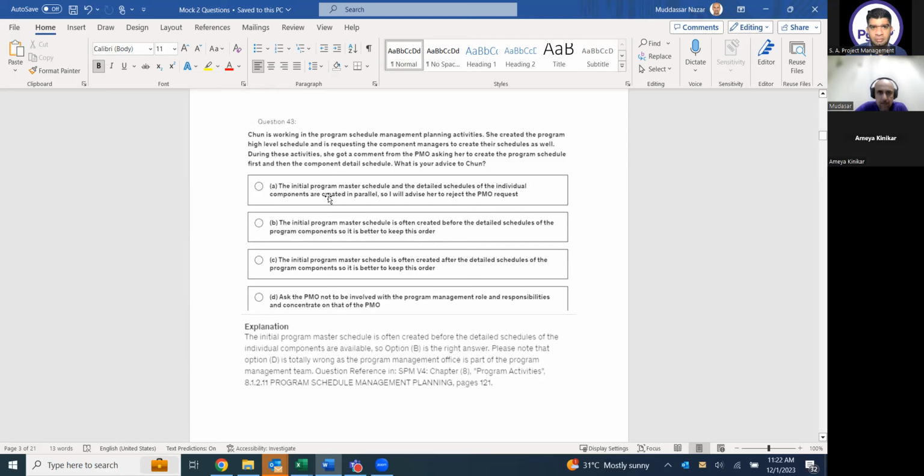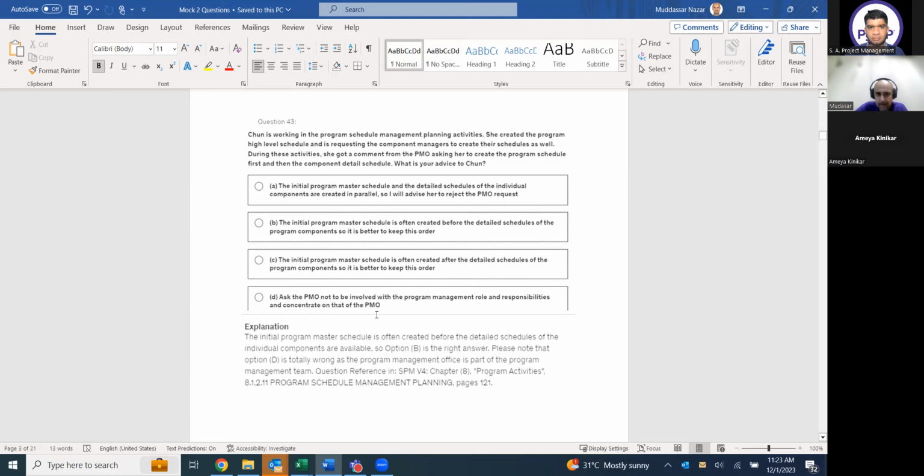The initial program master schedule and the detailed schedules of the individual components are created in parallel. So I will advise her to reject the PMO request. The initial program master schedule is often created before the detailed schedules of program components, so it is better to keep this order. The initial program master schedule is often created after the detailed schedule of components, so it is better to keep this order. Ask the PMO not to be involved.